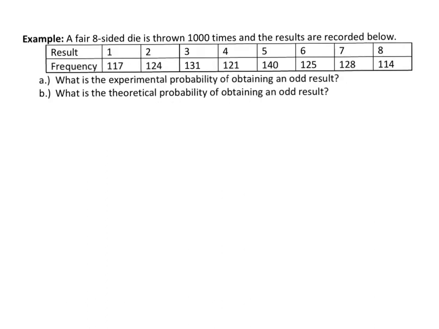I've now got a really quick example of seeing the difference between theoretical and experimental probabilities. So go ahead and pause the video for a moment and carry out this example for yourself. All right, so for question A, what is the experimental probability of obtaining an odd result? Well, the die was thrown 1,000 times. That means we did the trial 1,000 times. And in the numerator, how many times did it turn out odd? That would be 117 plus 131 plus 140 plus 128, which in my side work was 516. So the experimental probability of obtaining an odd result was 516 out of 1,000.